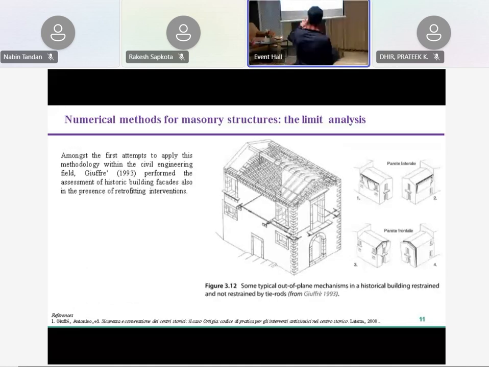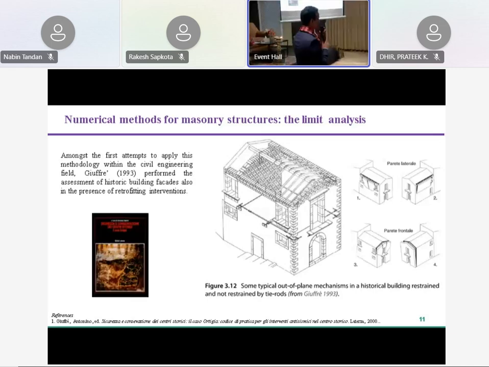Here, just a historic detail. Probably the first one who proposed the use of limit analysis for structural assessment of masonry buildings is from Italy, Professor Giuffre, in the 1990s. This is a book, unfortunately in Italian, but very interesting relating to this aspect.